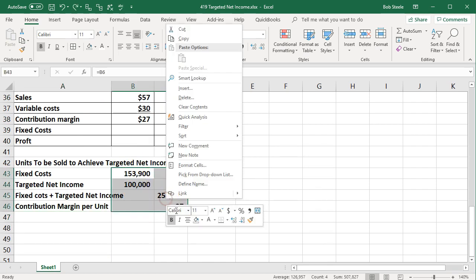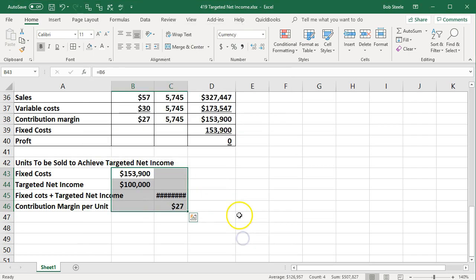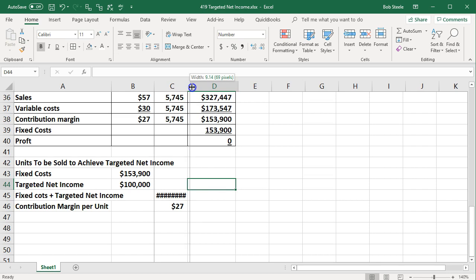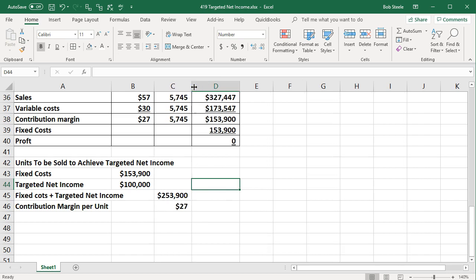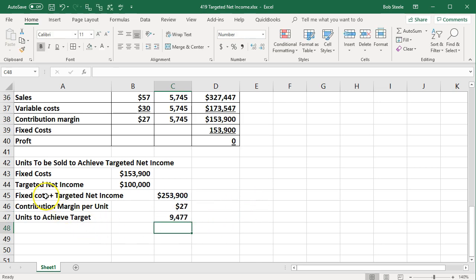So if we highlight all these, I can emphasize that fact by saying format the cells and put the currency there. We're talking dollar amounts. I'm going to make this a little bit larger so that we can then see it. So there we have that. And then we got the units that we're going to have. So the units to achieve the target. So we're going to take our targeted amount there, the 253.9 plus the fixed costs divided by the contribution margin per unit. And so there we have it, and that should be it.